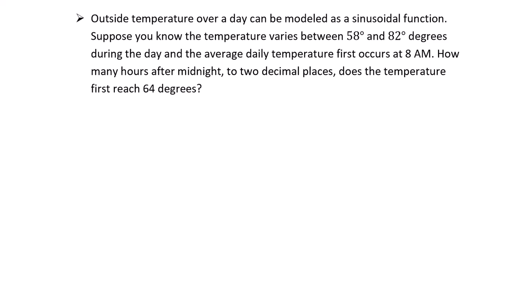Well, the first thing I want to do is find the midline. When I look for finding the midline, I look at the highest and the lowest, and that's going to be 82 and 58. I'll add those and divide by 2 because that will give me the average. That ends up being 70. And remember, 70 as your midline is going to be D.